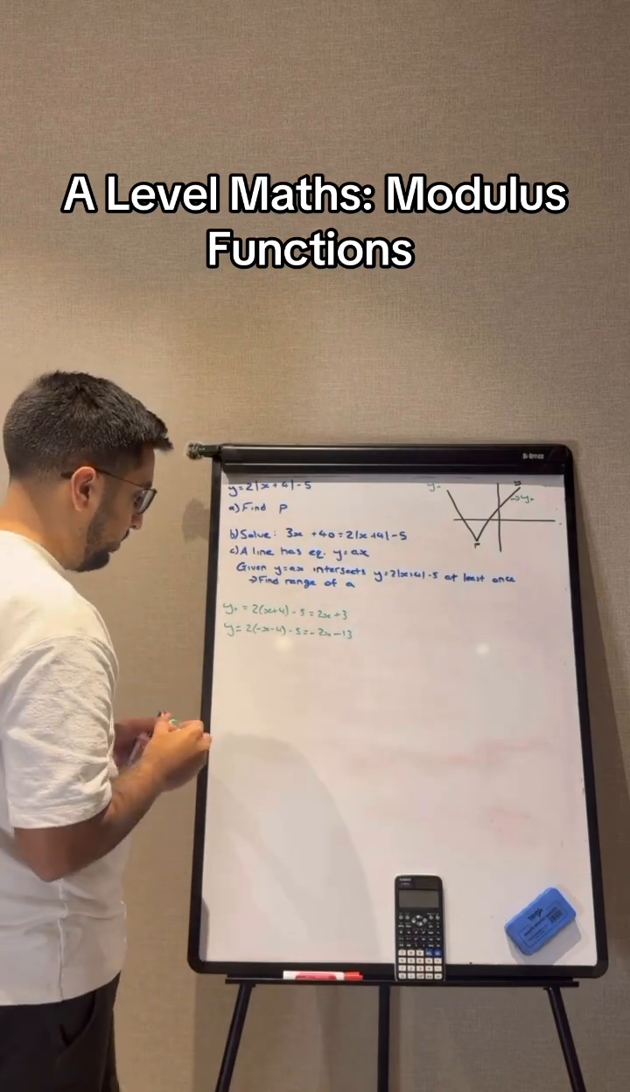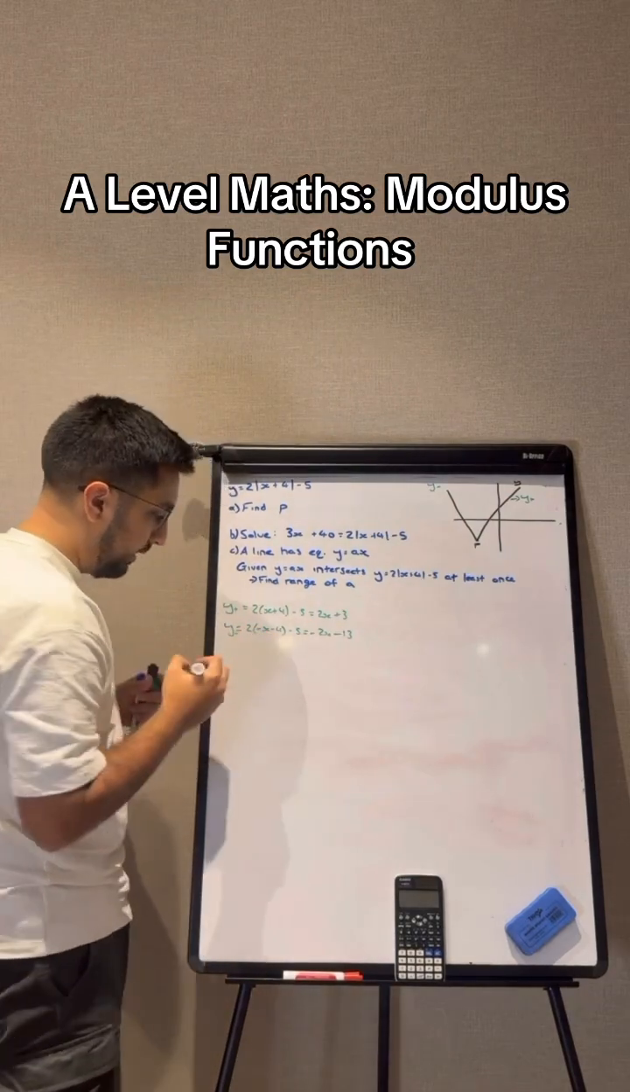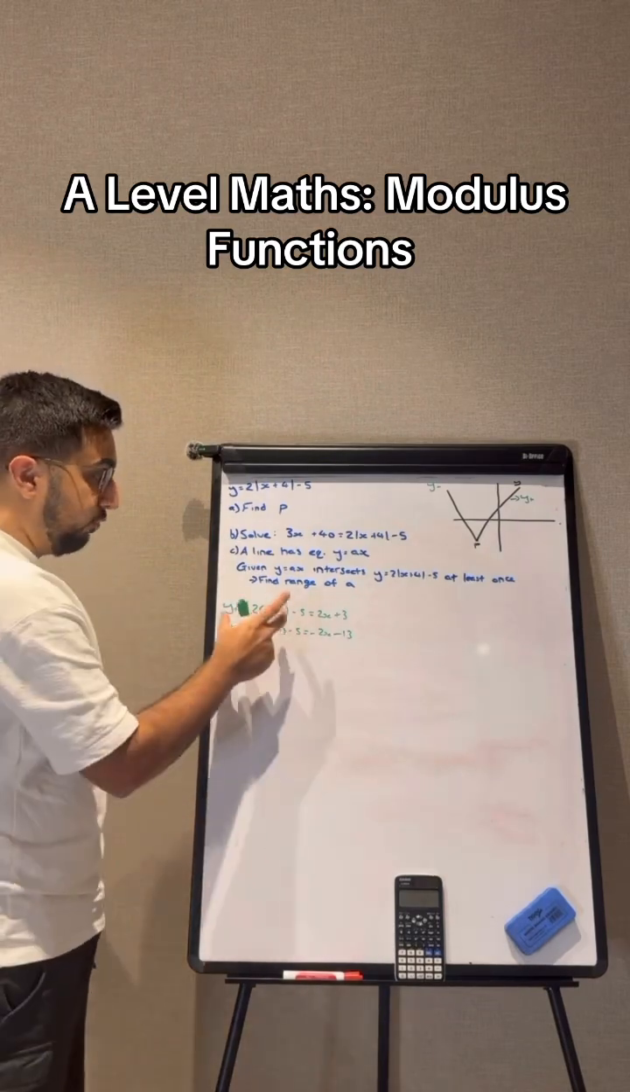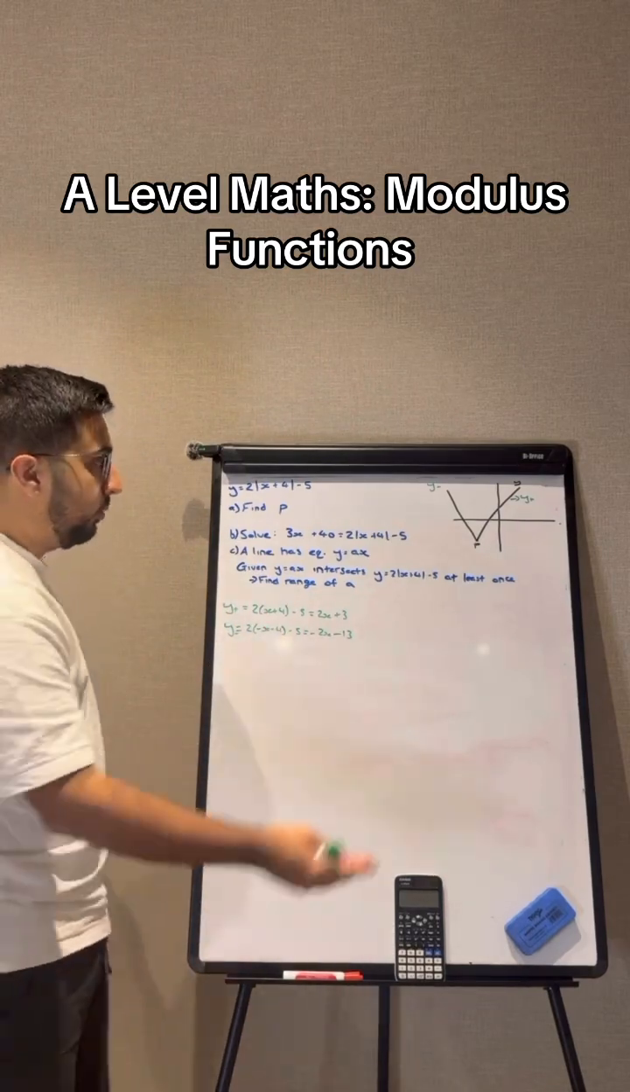We now have our two equations. I should probably label this y negative. And I will always start off a modulus question by writing these two things out. Now we can tackle the question.